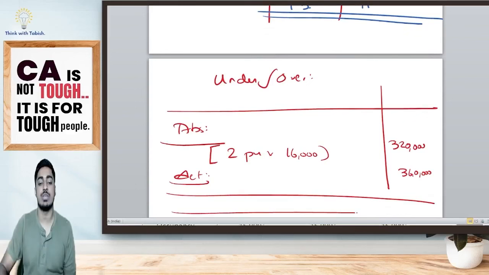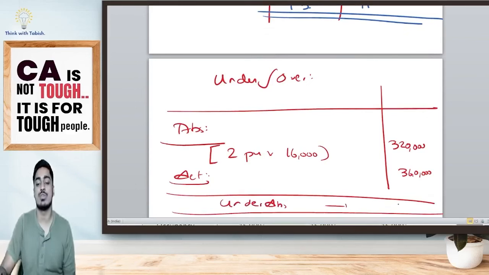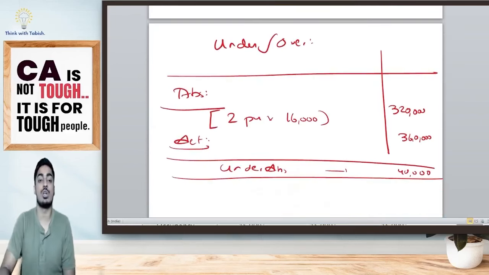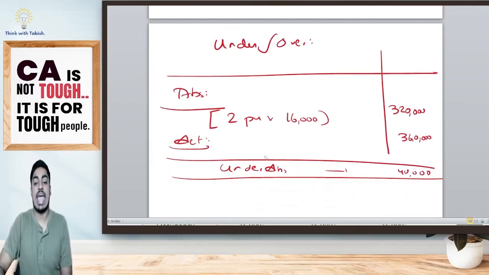That means what is happening, students? There is an under absorption. There is an under absorption of 40,000 rupees. What am I going to do, students? Will I add it to my cost? Will I reduce it from my cost? Under absorption, will I add it to my cost or reduce it from my cost?